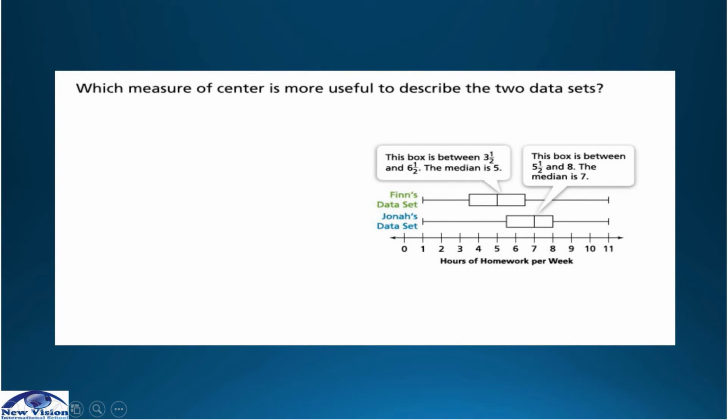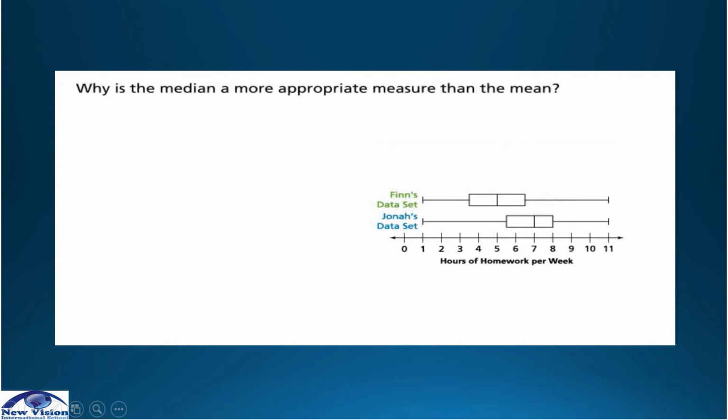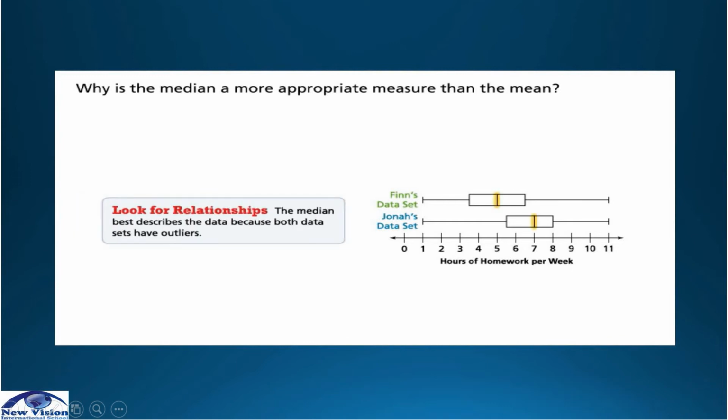Which measure of center is more useful to describe Finn and Jonah's data sets? Why is the median a more appropriate measure than the mean? The median best describes the data because both data sets have outliers.